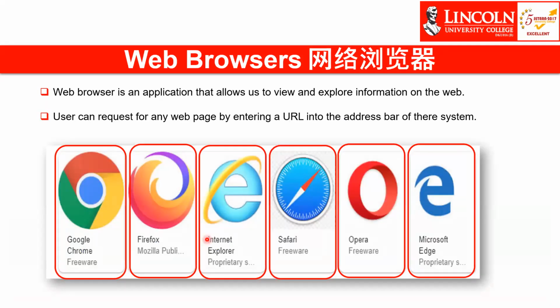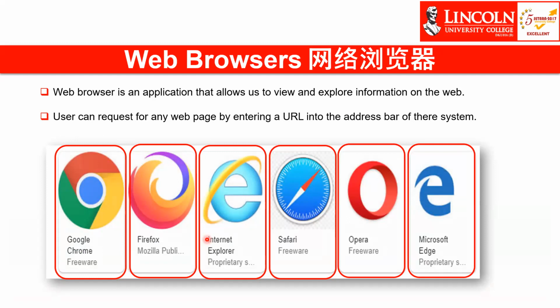Now we have what are called web browsers. Without the web browser, there's no way we can have access to all these materials. Okay, a web browser is an application that allows us to view and explore information on the web. Users can request any web page by entering a URL into the address bar of their system. Every computer comes with a web browser.